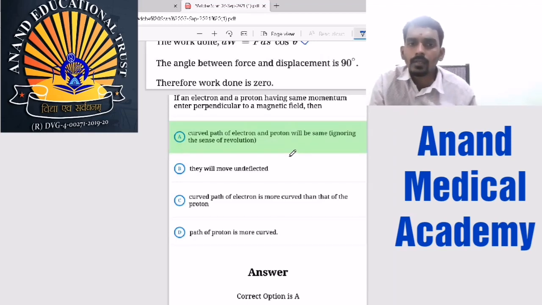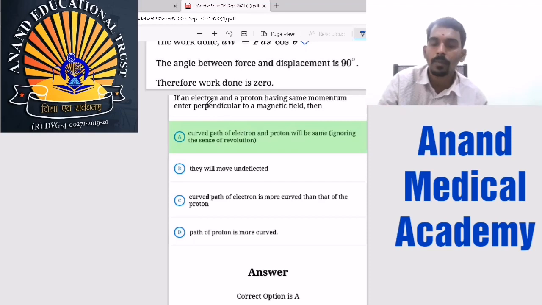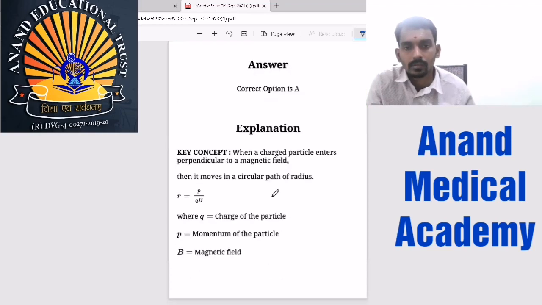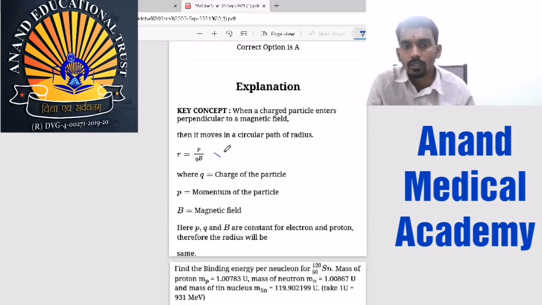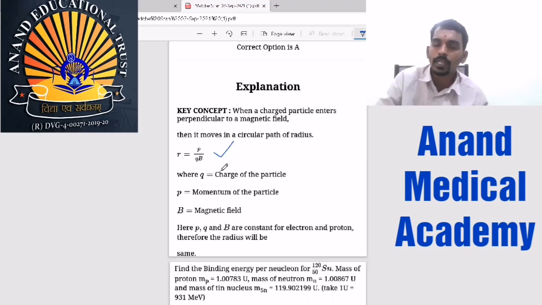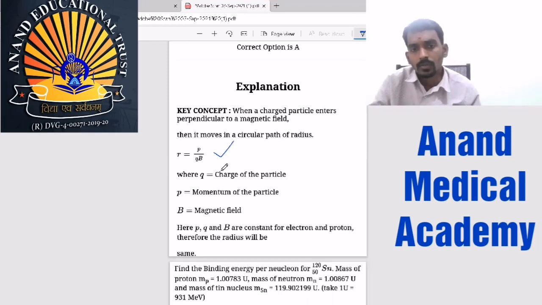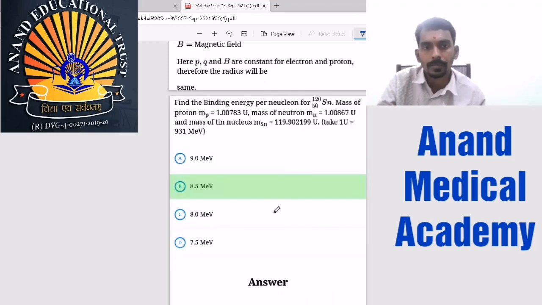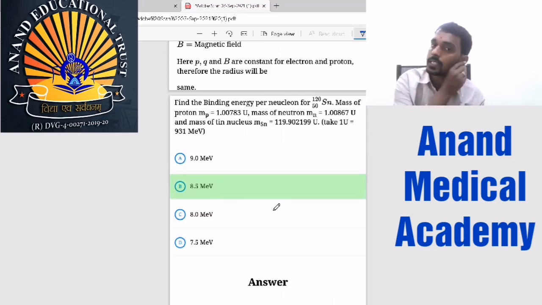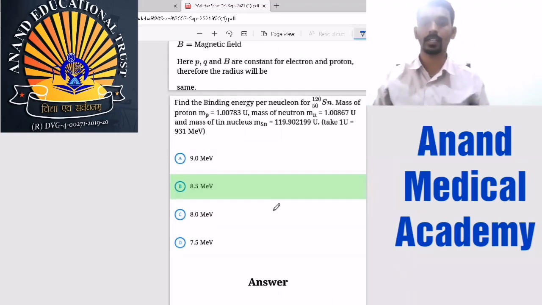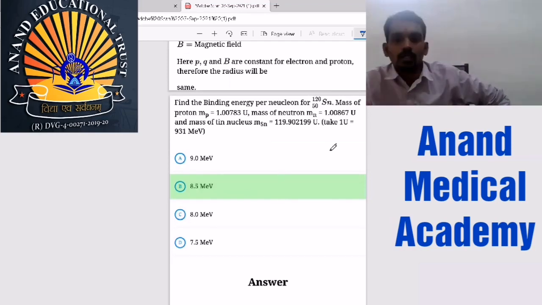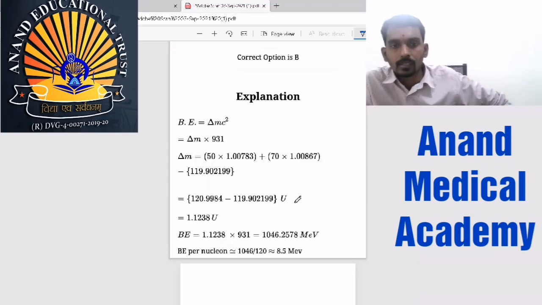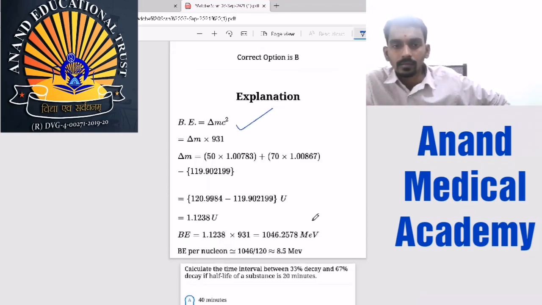Now here again same thing, motion of a charged particle in a magnetic field, but the comparison they are asking is between electron and proton. See, radius equals mv by qB, p by qB. So depending on their charge, which will rotate in a smaller circle or a larger circle, that comparison-based question they will ask. And as I told you, a binding energy based question. Here they are asking the binding energy of a particular atom. So please try to understand: the mass defect into c square, delta m c square.